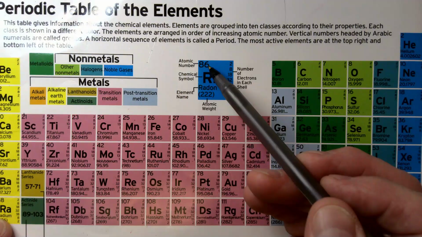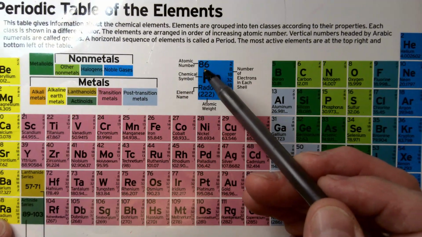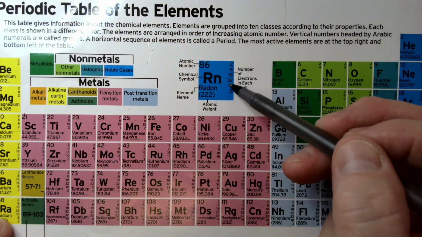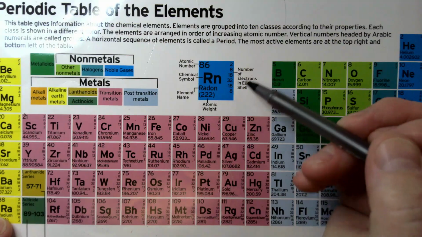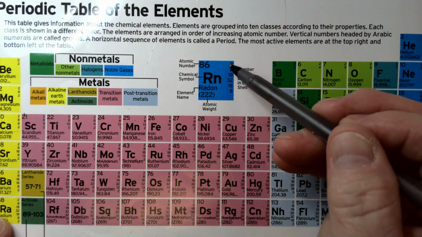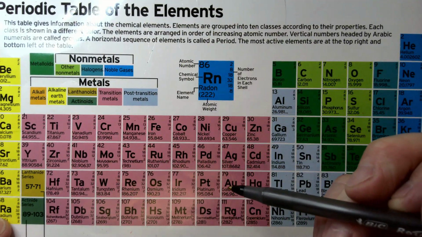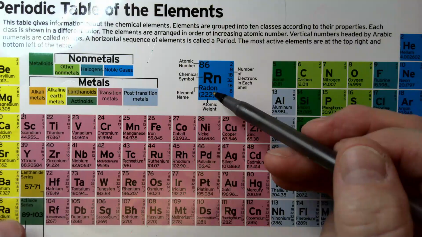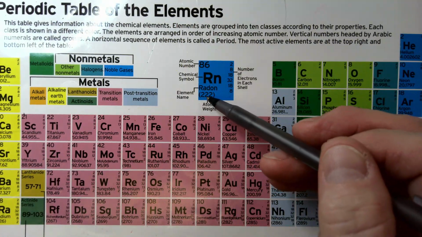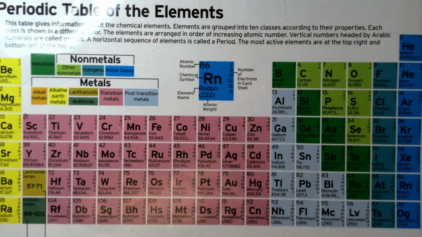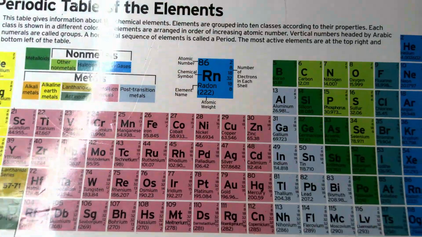Remember, this up here, 86 represents the number of protons, and if you add up all of these numbers on the side right here, this is the total number of electrons. So this total of all these numbers should equal 86 if you add them all up. And so this is radon, and it has an atomic mass of 222. Most of ours, we're not going to use that large of a mass.